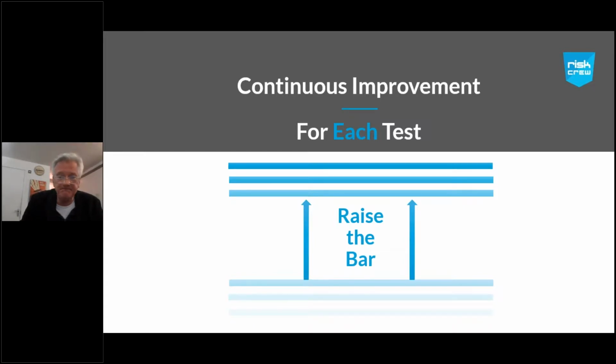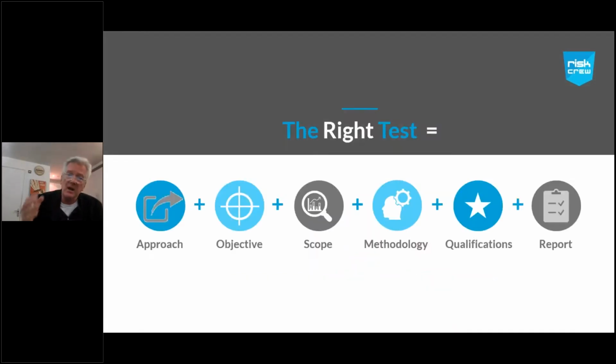Continuous improvement. Why do we leave this out of pen testing? I don't get it. That's it. We're going to wind this down. So, these 6 elements: the approach, the objective, the scope, the methodology, the qualifications, and what you want out of the report. If you focus on these and bring them to the table, then and only then are you going to get it. You need to think this thing through.